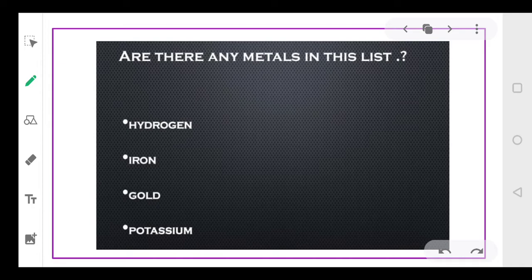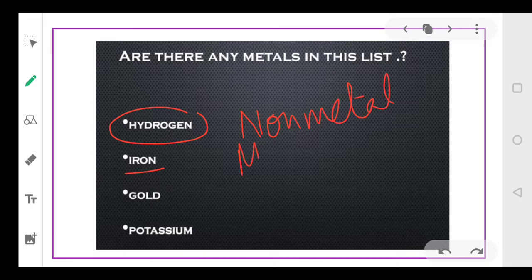Now just look at the picture, everyone. Just read it. I have written a few names. Can you guess which is the metal and which is the non-metal in the list? What about hydrogen? Is it a metal or a non-metal? Very good. It's a non-metal. What about iron? Iron is a metal. Very good. Gold is also a metal. Potassium is also a metal. So I've listed 4 elements here. Out of these, iron, gold and potassium are metals, while hydrogen is a non-metal.